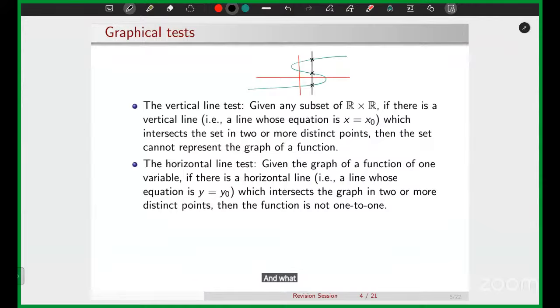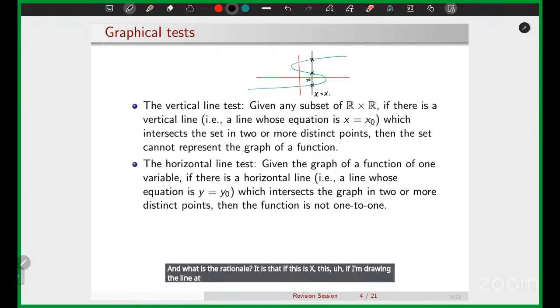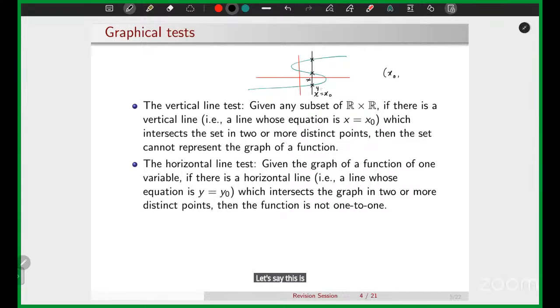And what is the rationale? If I'm drawing the line at x equal to x naught, then all these points x naught comma, let's say this is y1, this is y2, this is y3.